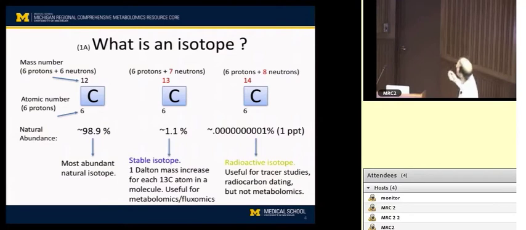Then to go a little further, you can also have carbon-14. This is a radioactive isotope, and you're probably familiar with carbon-14. It's useful for tracer studies and radiocarbon dating. We don't use this in metabolomics because we can't put radioactive stuff on the mass spec. And its natural abundance is extremely low. It has to be synthesized by some sort of a nuclear technique to get it in any appreciable abundance. Stable isotopes, you can usually get them by enriching them from natural sources and then doing chemistry thereafter.